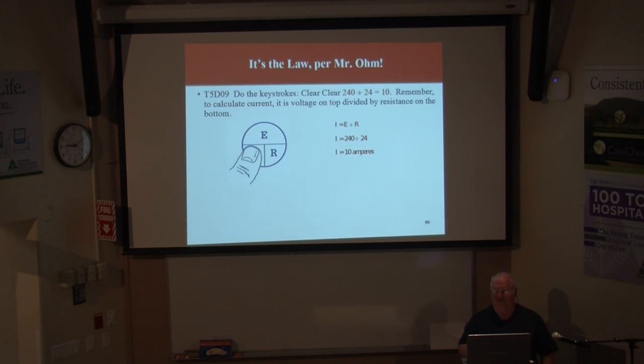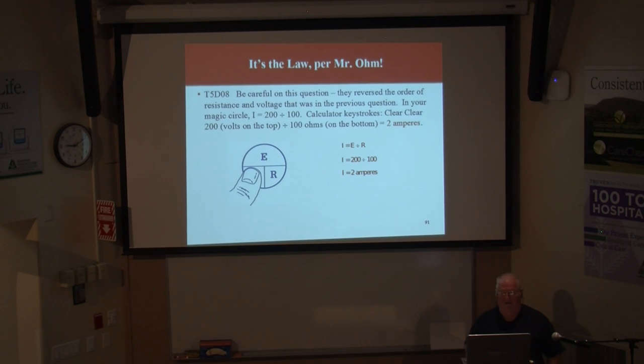Does everybody understand the concept of that? They show you the circle, so keep it in your head. These are the keystrokes: 240 divided by 24 is going to equal 10. All right? Be careful on this question. They reversed the order of the resistance and the voltage that was in the previous question. In your magic circle, I equals 200 divided by 100. Calculate and you're going to come up with 2 amps.